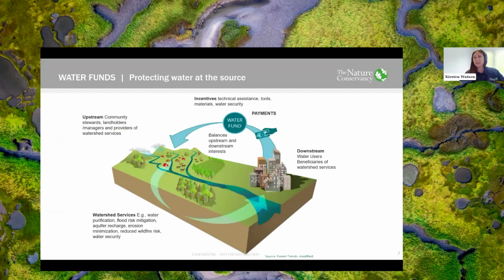This is essentially the structure of a water fund. So a water fund basically means that those who are impacted by water insecurity or benefit by water security contribute towards the management of the watershed where water comes from. And the water fund provides the means to facilitate that process, either through payments, technical assistance, tools, or governance. And those benefits would then flow downstream.